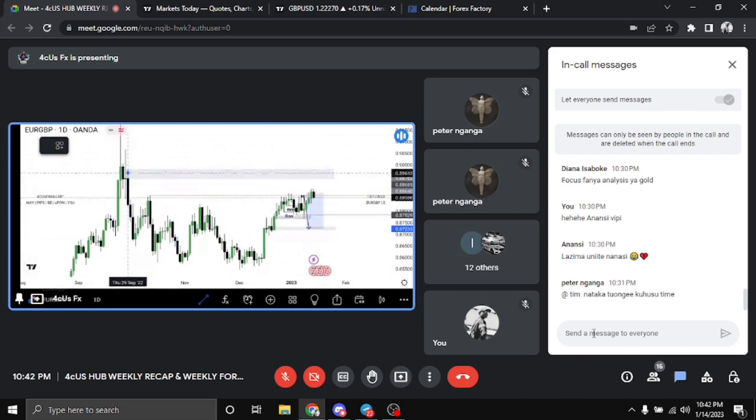At the wicks here, because I'm very sure when you scale down to a lower time frame you will find some OB that is hidden here. There's an OB that is hidden here on a lower time frame. We will find out, guys, together. So this is a significant zone to trade into.